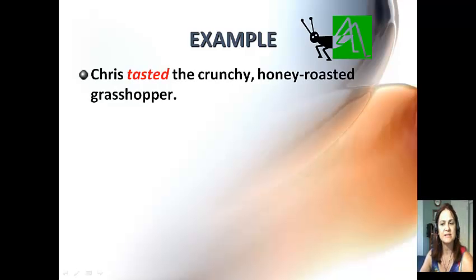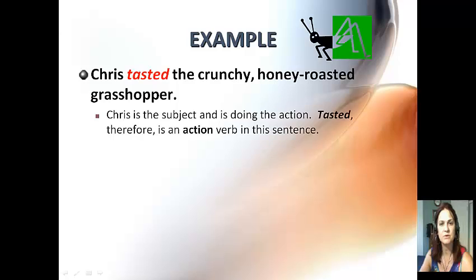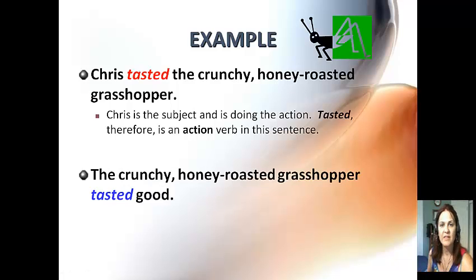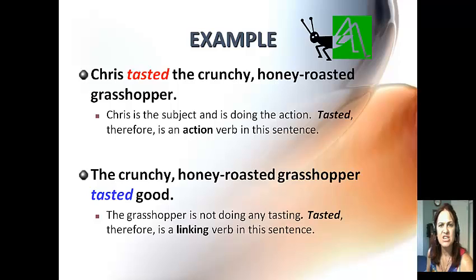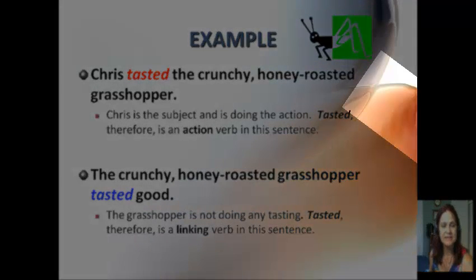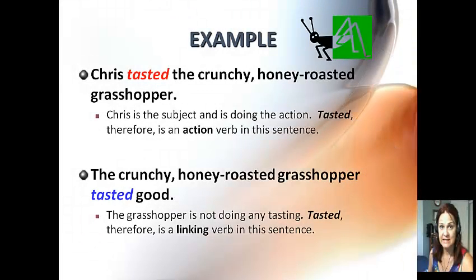The first one is Chris tasted the crunchy honey roasted grasshopper. In our first sentence, Chris is our subject. He is actually doing the action of tasting, eating a grasshopper. So in our first example, tasted is an action verb. Our second one, the crunchy honey roasted grasshopper tasted good. Here in this sentence, the grasshopper is not doing the action of tasting. So in our second example, tasted is a linking verb, linking grasshopper to good.